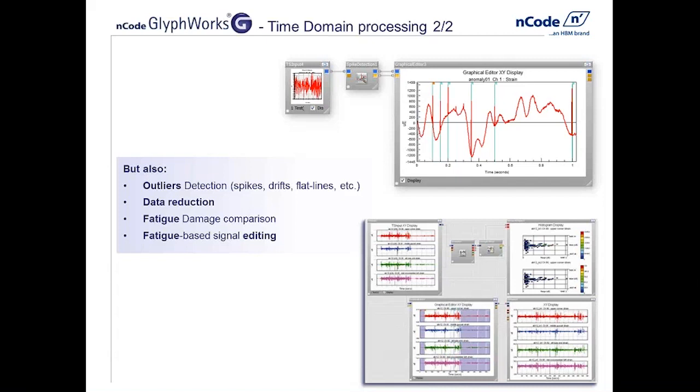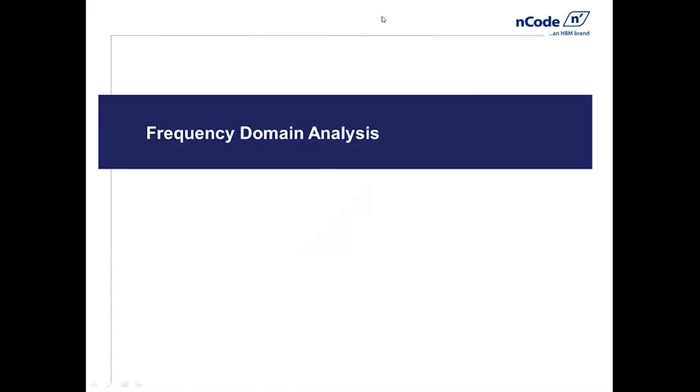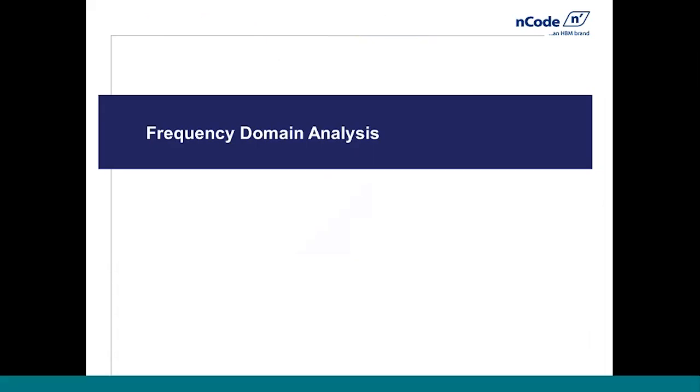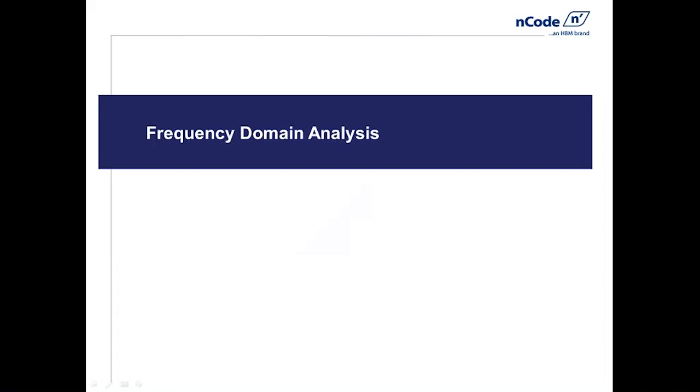Also, we can use fatigue analysis to reduce durations of signals, like in this example here. We've got a long signal, and we may want to cut the sections that are highlighted because they create no damage. We end up with a shorter signal that has the same damage content as the original longer signal. So that's pretty much it, I would say, for time domain analysis.